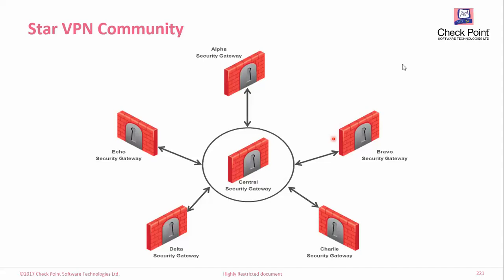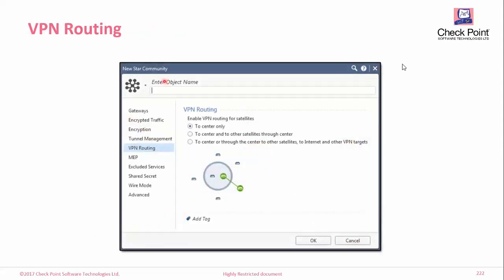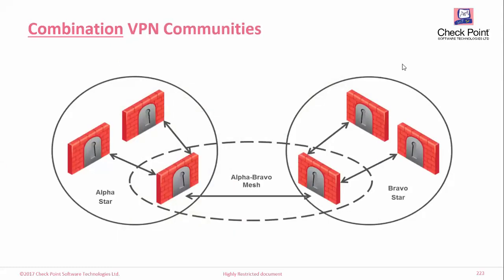We saw how, as a default, Bravo and Charlie could only have encrypted communication with the central gateway, but there are other routing options so that Charlie and Bravo can have encrypted communication with each other as long as they go through the central gateway, or they can go through here and out through other VPNs that they participate in, or out to the internet. And in the star community, this is where the VPN routing is, where you would select that. This will be a question on the exam.